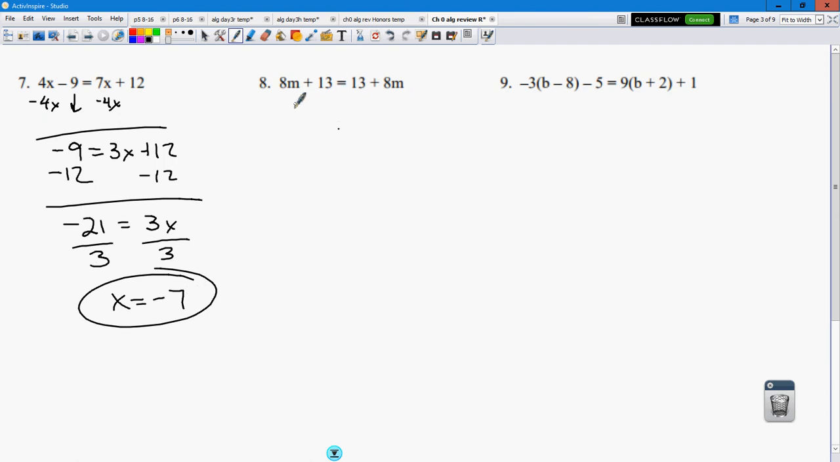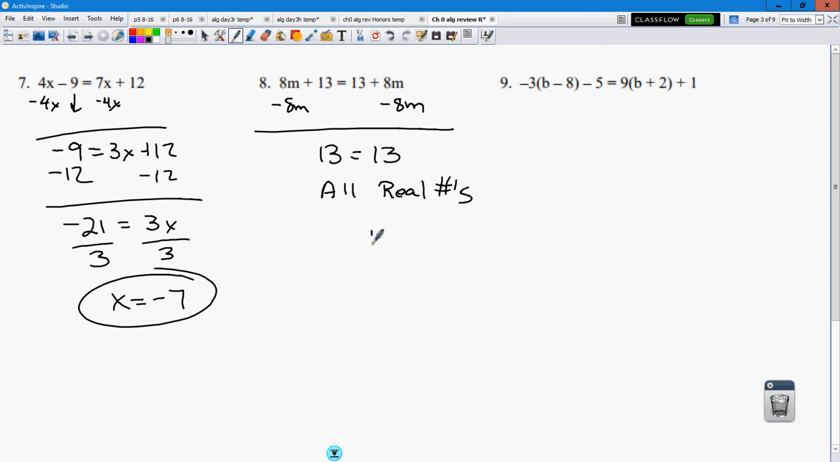This time the variable isn't larger on either side. When that happens, you're either going to get all real numbers or no solution. Since 13 is equal to 13, the answer is all real numbers. And if you want a shortcut to write that, you can write this R with a double leg. It stands for all real numbers.